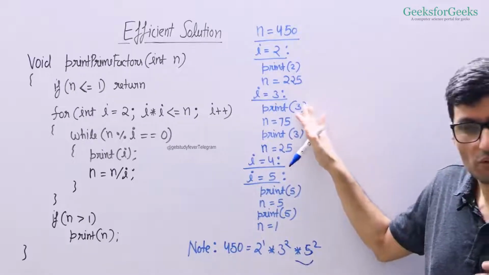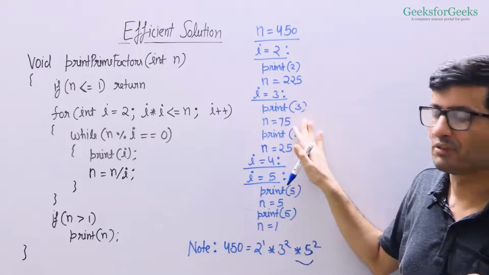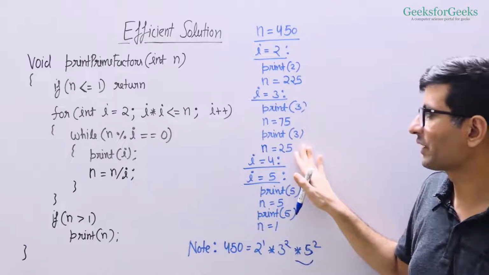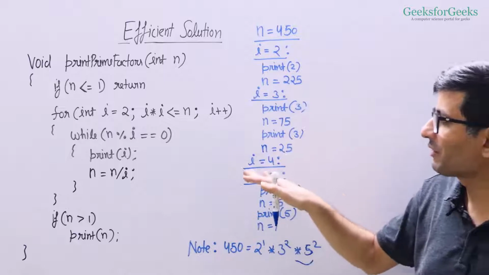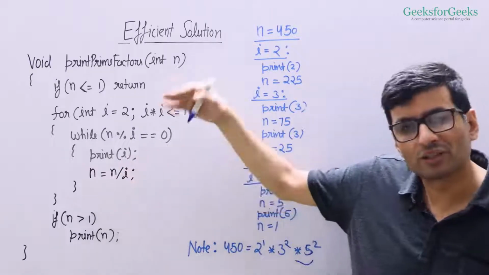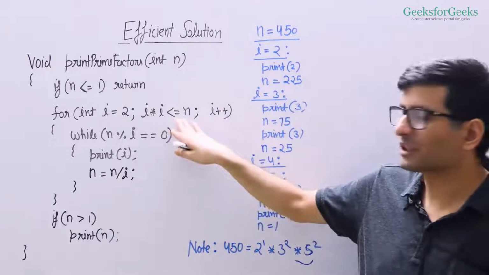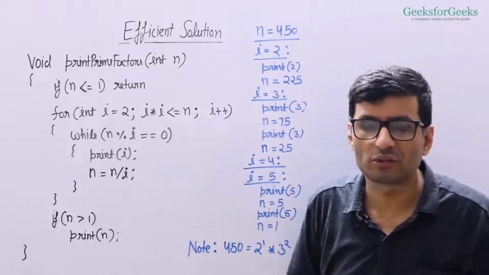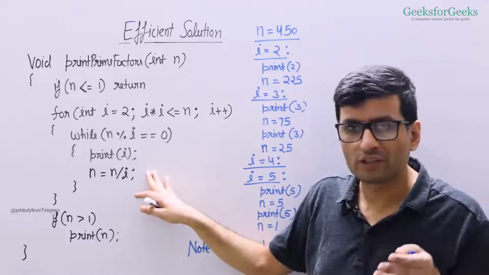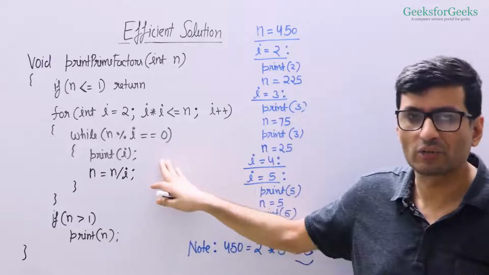So inside this loop, we are first going to print 3, then we are going to divide the number by 3, we get 75. Then we are again going to print 3 and divide it by 3 again, we get 25. Now we have the number n as 25, and we have come out of this loop, so I is going to increment next time and I is going to become 4. Now we check if 4 into 4 is more than or equal to 25. It is. So we are going to get inside the loop for 4. But 4 is not dividing 25, right?